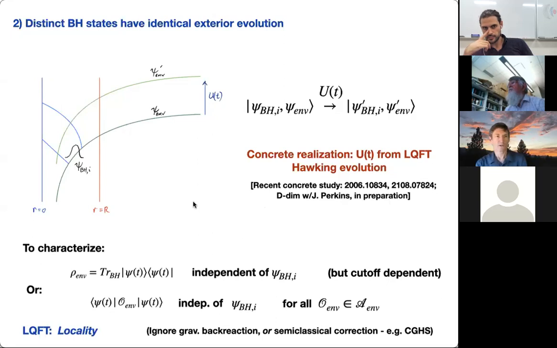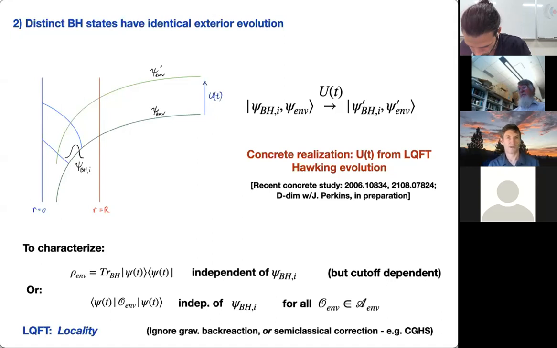Now, one way of characterizing this statement that the exterior evolution is independent of the interior state is to write down something like a density matrix, where we trace over the internal degrees of freedom. And we would say that that density matrix is independent of what you started out with for the internal part of the state. There is a bit of a challenge here, because writing down a density matrix like this by tracing is sort of a cutoff dependent prescription. There's a whole question of how to properly do all of that.